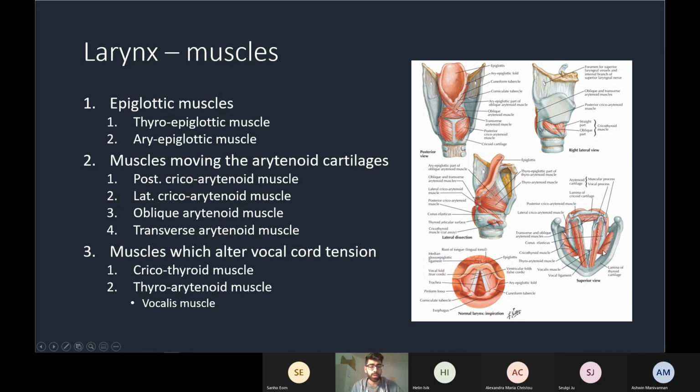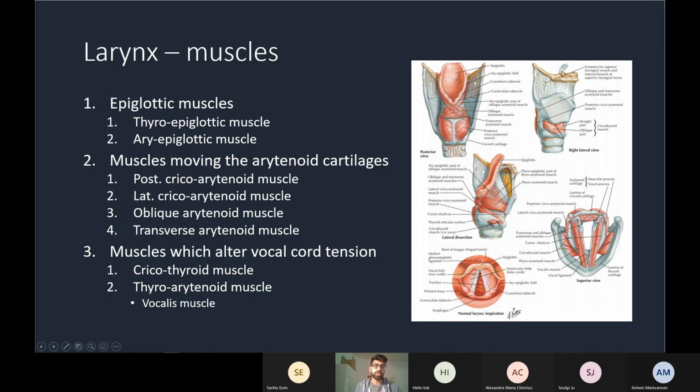And then we have a couple of muscles which will alter the tension of the vocal cords. Tension of the vocal cords, as we know, is responsible for creating the pitch of the voice. So deep, lower pitch, or higher pitch. And this is achieved by two muscles, cricothyroid and thyroarytenoid.